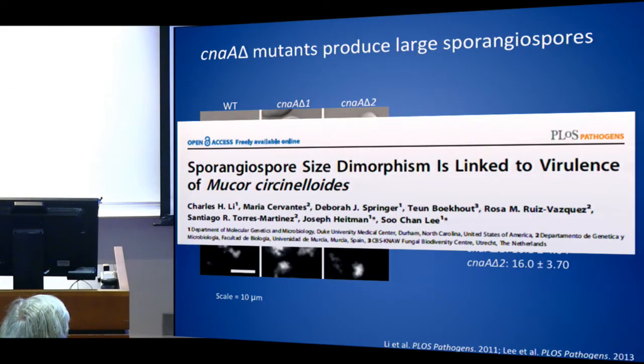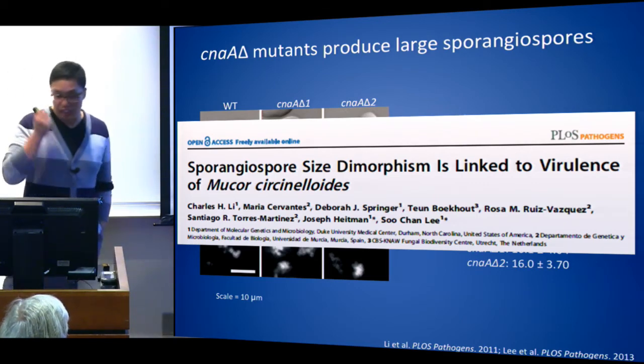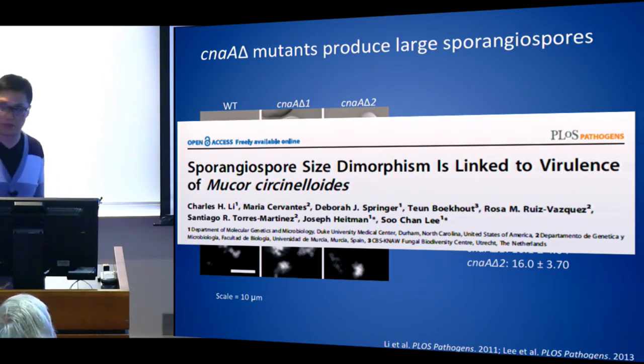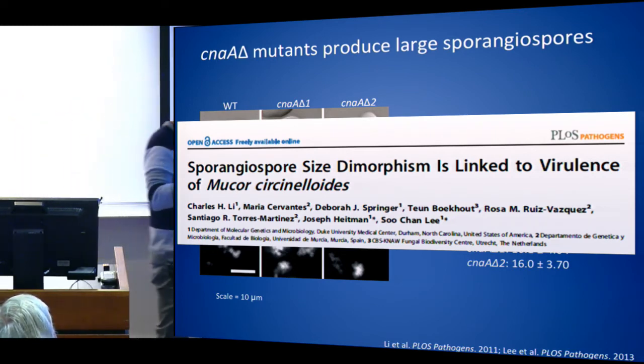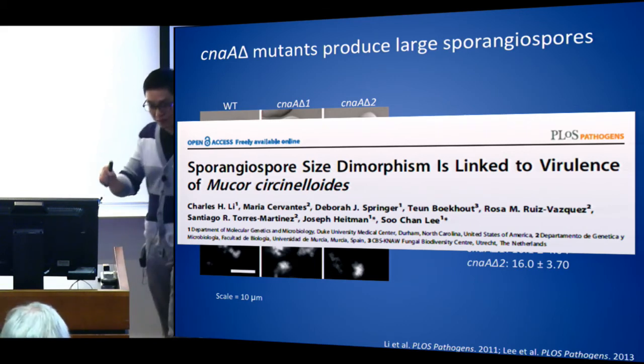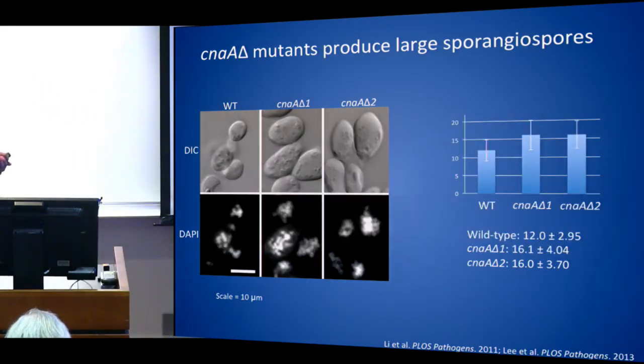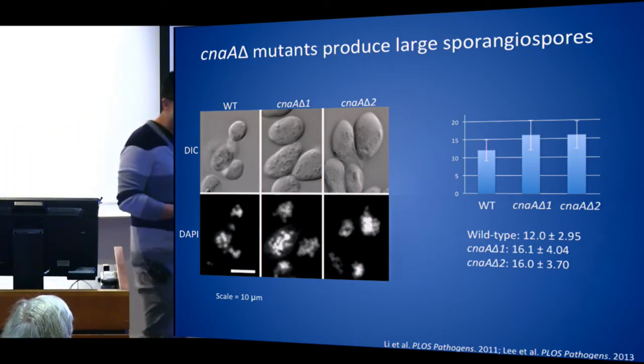Another interesting phenotype of CNA A is that it changes the size of the spores. In our previous study, we found spore size is linked to the virulence of Mucor. The larger, the more virulent. It's simple. So what we found was that the CNA A mutant produces larger spores than wild type. That's pretty large. That prompted us to test the virulence of this mutant.